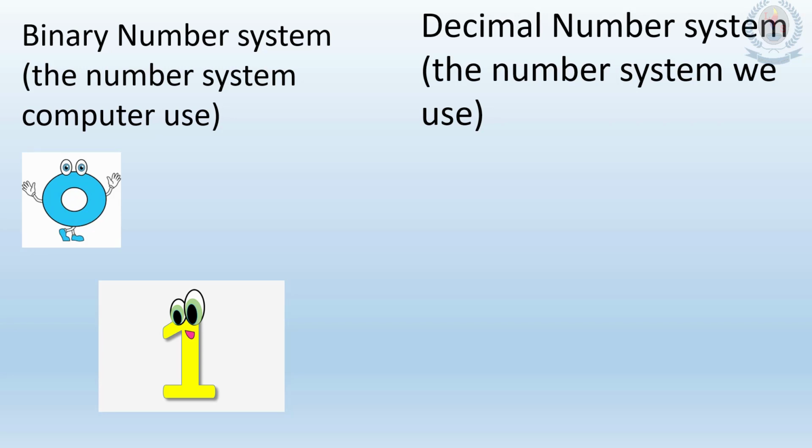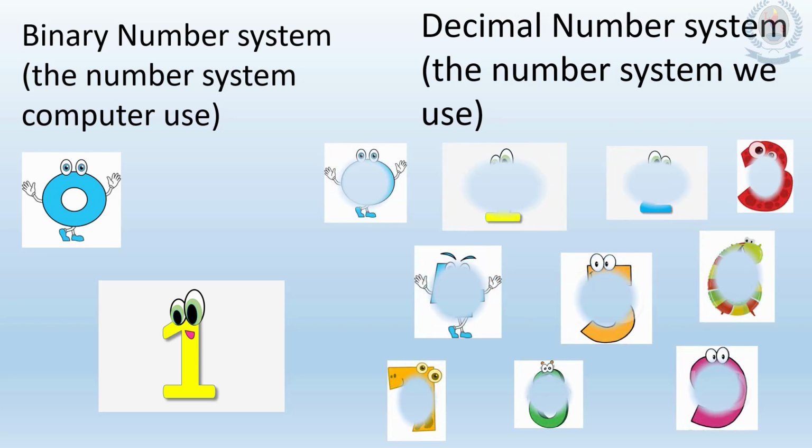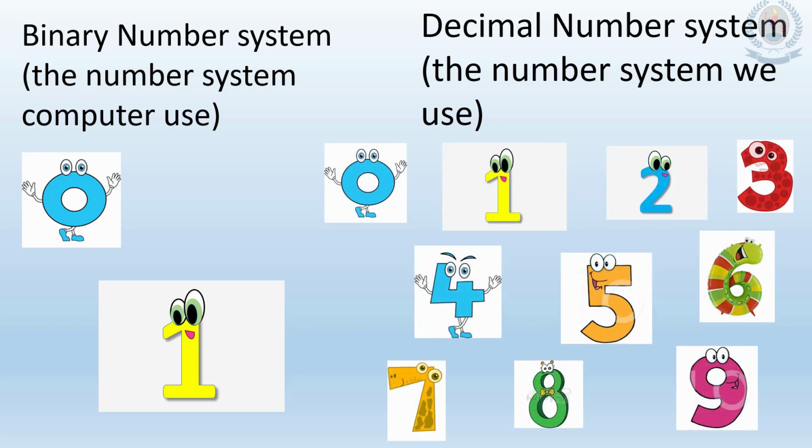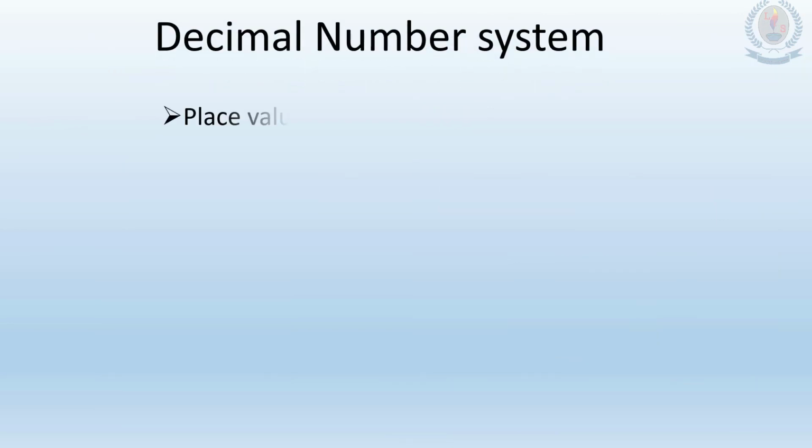If we take the decimal number system, the number system we use to do our calculations, it contains 10 digits: 0, 1, 2, 3, 4, 5, 6, 7, 8 and 9. All the other numbers are combinations of these 10 digits. If we take the decimal number system, there is a place value called power of 10.